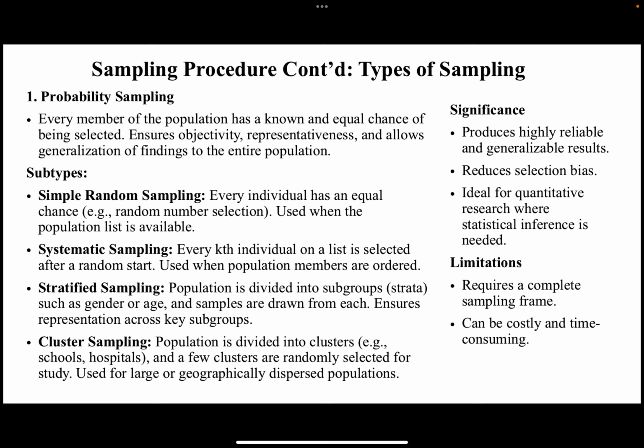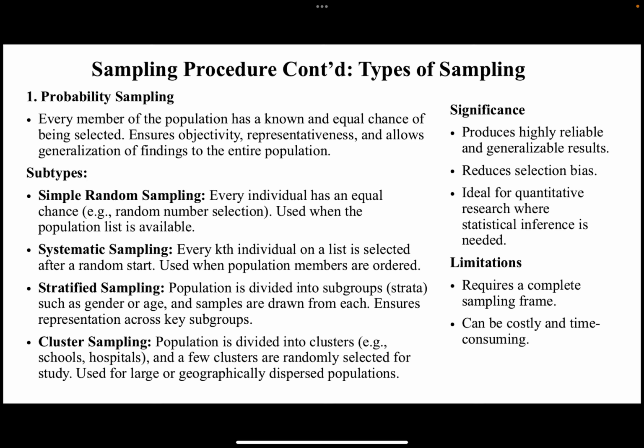A typical example: if you want to study, let's say, primary school pupils in a large state with, let's say, 500 schools. Now, there are steps we are going to use if you want to do cluster sampling. What we are going to do is that we will divide the schools into clusters. Then we will randomly select 20 schools. Then we study all the pupils in those selected schools.